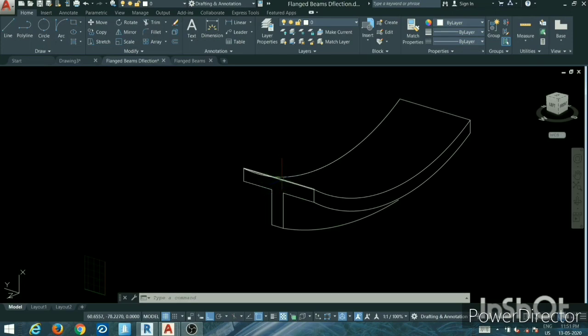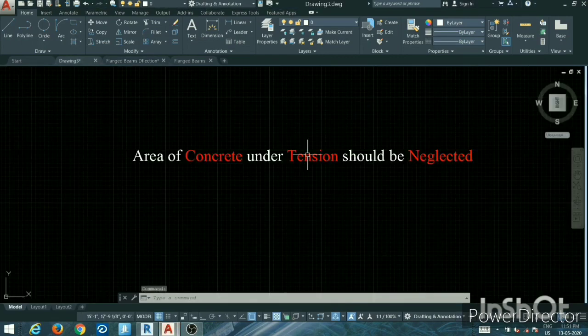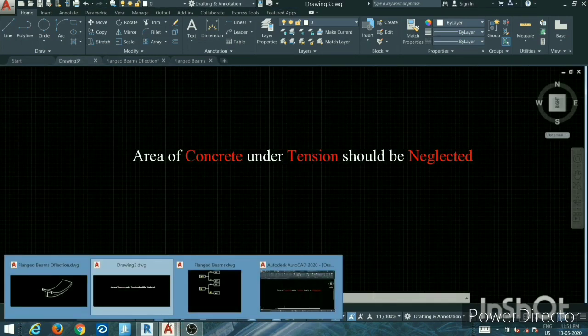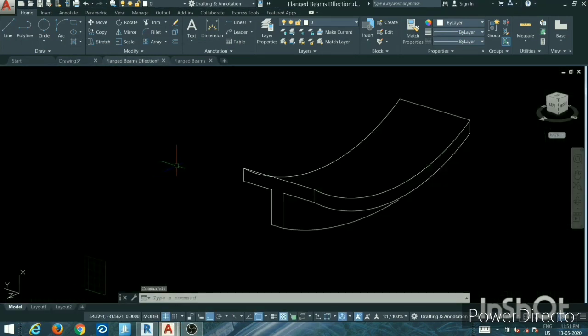So as per the basic principle that we have seen just now, whenever there is tension, we should neglect that area of concrete. So whenever you are going to design the section at a joint, there you only need to consider the area of the beam. That means I am talking about this area only, this area.